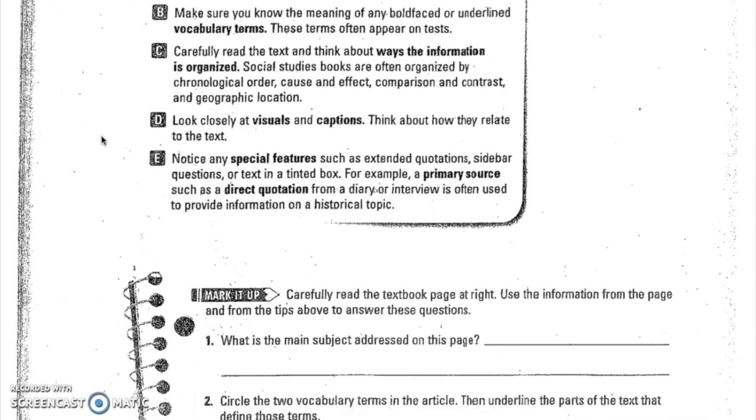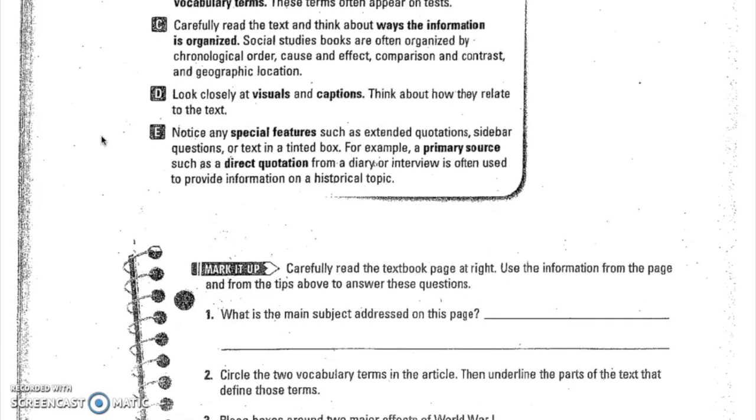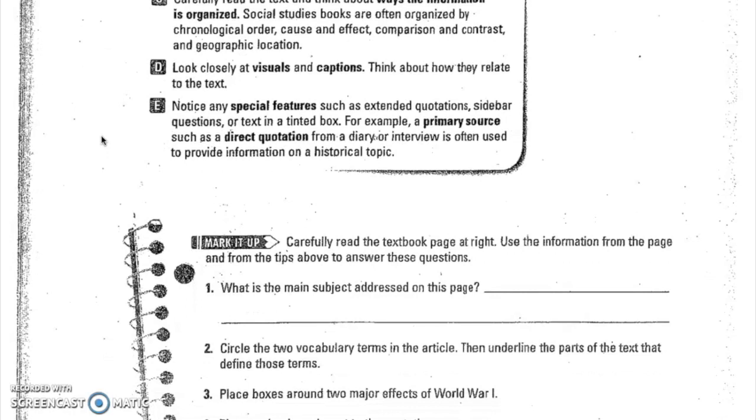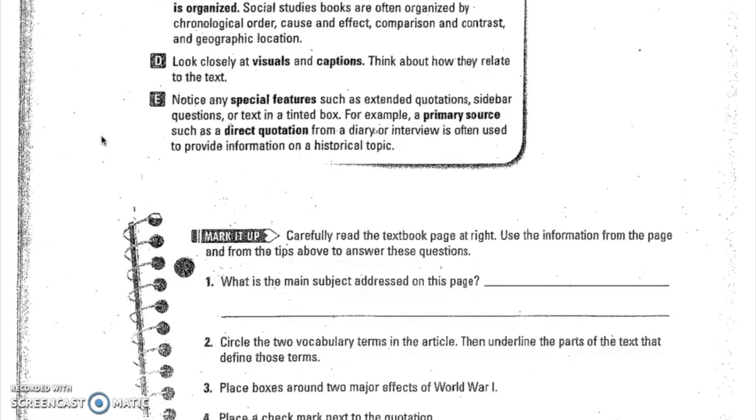Look closely at visuals and captions. Think about how they relate to the text. Notice any special features such as extended quotations, sidebar questions, or text in a tinted box. For example, a primary source such as a direct quotation from a diary or interview is often used to provide information on a historical topic.